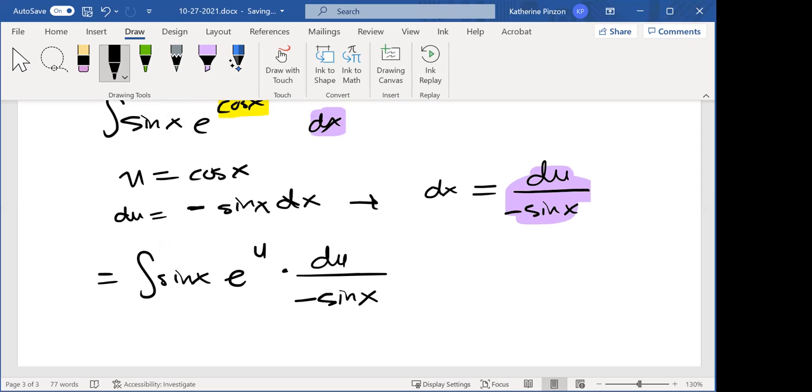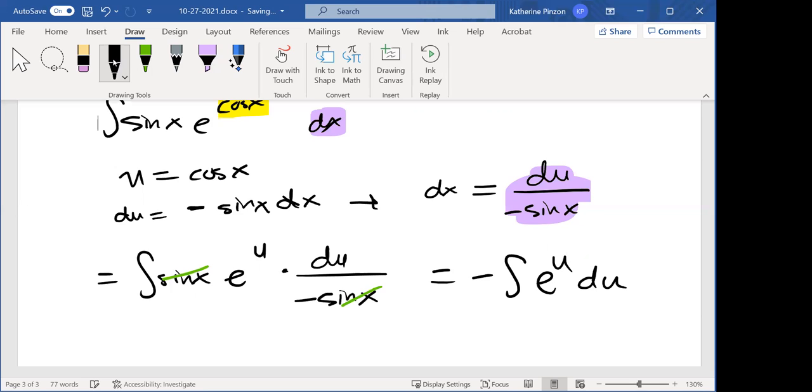So what I have is sine x e to the u times du over negative sine x. And you see how I have x's and u's mixed together? And yes, these signs are going to cancel and you're left with a -1. But the problem is that if you do it this way and things don't cancel, you have a tendency to just be like, oh, it didn't cancel. I'm just going to integrate with x's and u's. And that's really bad news. So that's why I tend not to do it that way. But it should work out fine.